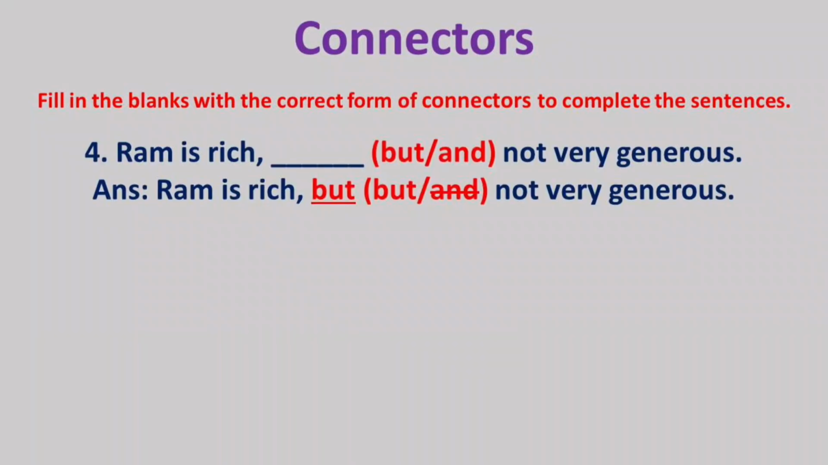Next 4. Ram is rich, but or and, not very generous. Ram is rich is one idea, and other is Ram is not very generous. Some common synonyms of generous are bountiful, liberal, and munificent, while all these words mean giving or given freely and unstintingly. To connect two different ideas or to show contradiction, so but is used. The answer is, Ram is rich, but not very generous. Do you understand, buddy? Hope you understand.